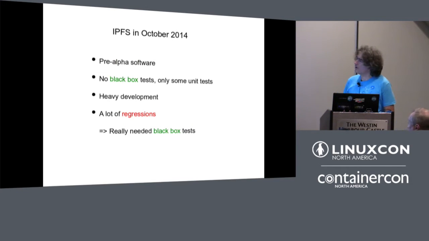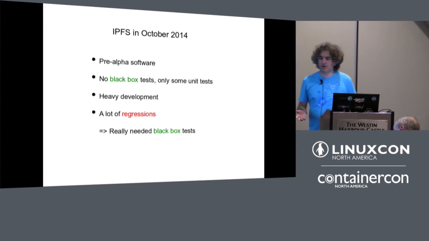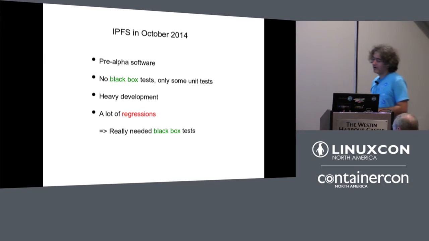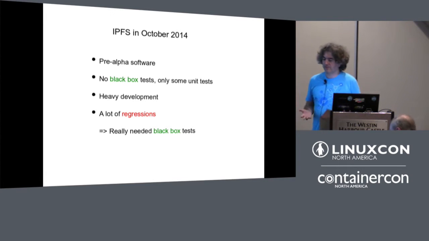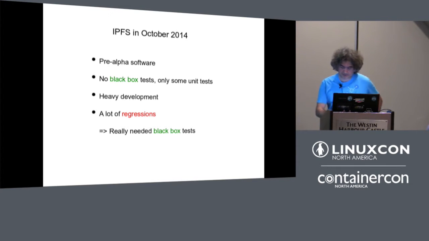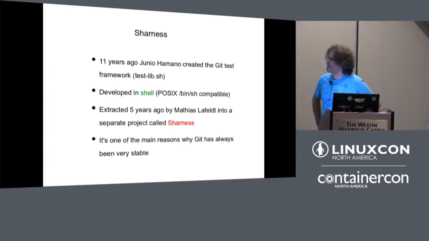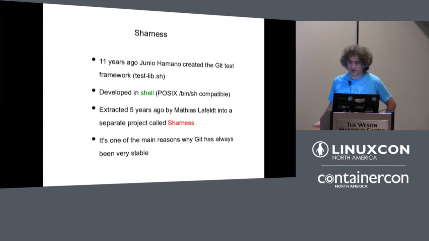So when I started working on IPFS, there were only unit tests, no black box tests, and it was under heavy development, and there were a lot of regressions because each developer was working only on his part, and they were basically improving their own part of the code, but they were breaking things for others all the time. So it really needed black box tests. So as I knew Git, I decided to use the Git test framework to test IPFS as a black box.